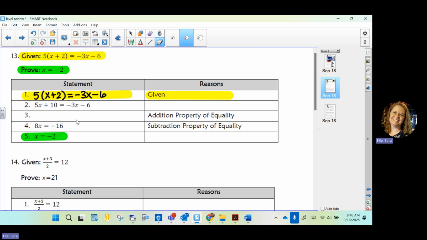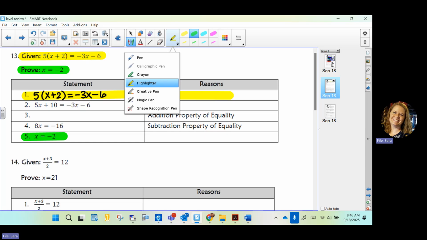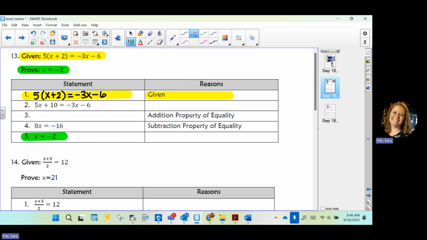Okay, so they've already filled in most of the steps. So let's see what they did here. So it looks like from statement 1 to 2, the parentheses are gone. How did they do that? They distributed. They took that 5 and distributed it in, which gave them 5x plus 10. So they've already done the work, but we have to explain the reason. So we have to say distribution or distributive property.